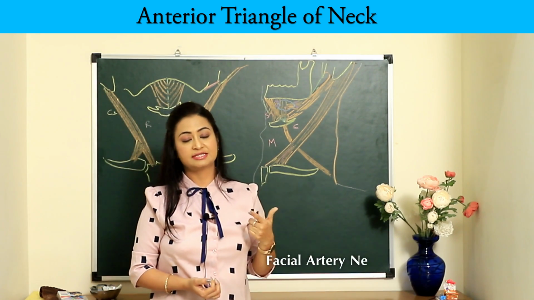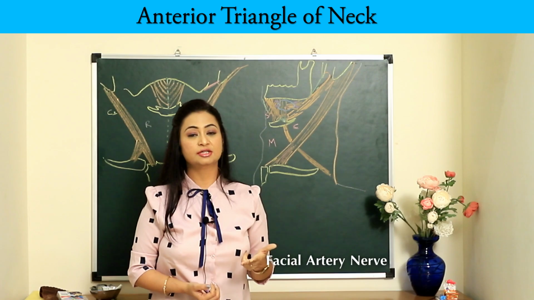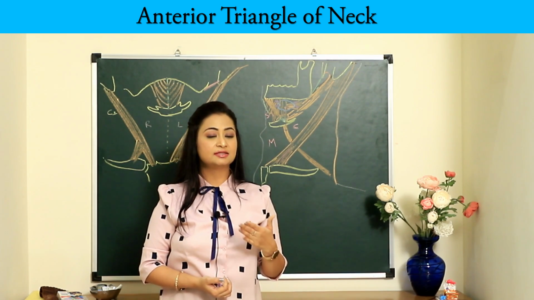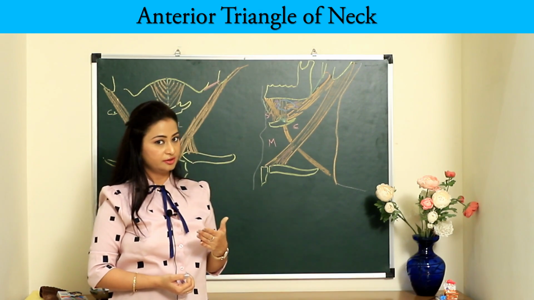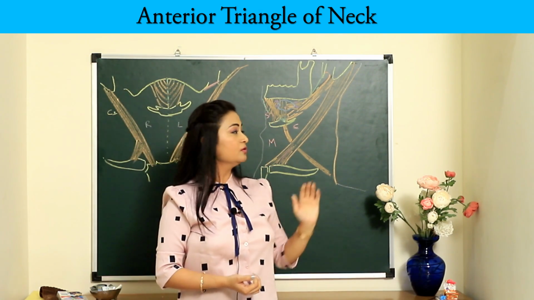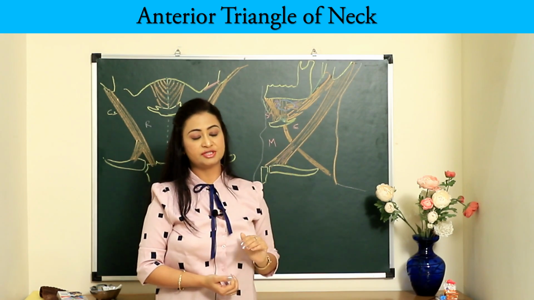So now apart from the submandibular gland and the submandibular lymph nodes, the other contents of the anterior part are the facial vessels, the facial artery and the facial nerve, also the submental vessels, as well as the nerve to mylohyoid, right? The nerve supplying this muscle known as mylohyoid. Now coming to the posterior part of this triangle.